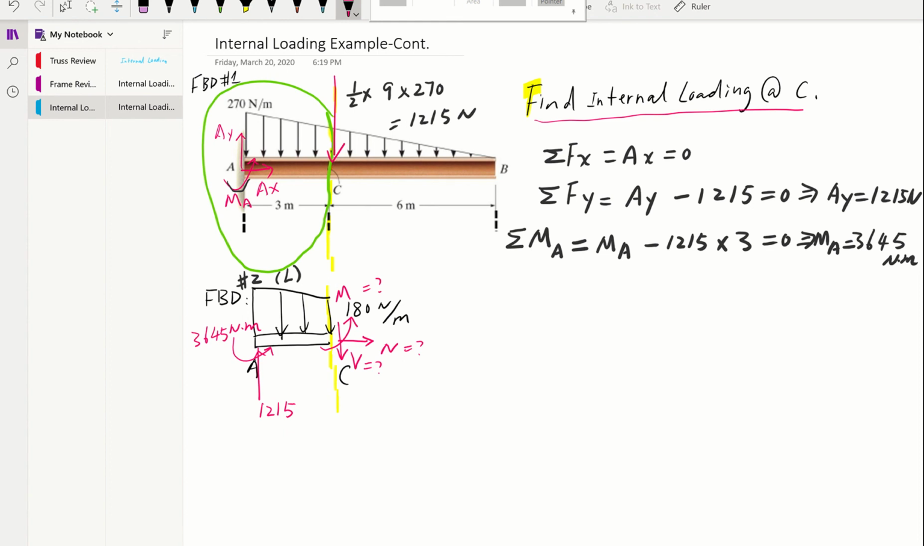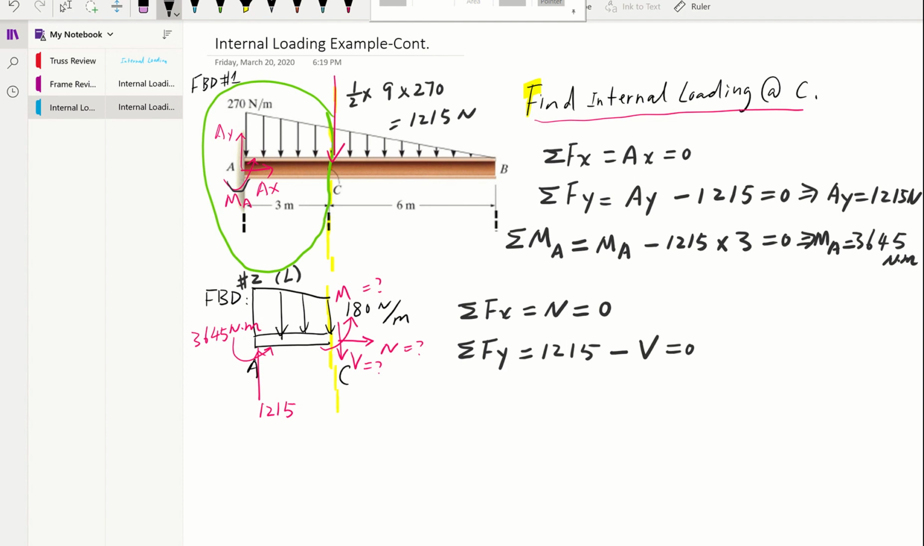How do we solve that? We're going to use our equilibrium equations. Forces in X: the only force in X is N, the normal force, and that's equal to 0. Now forces in Y. We have this 1215 going upward, and then we also have this shear force going downward. That equals 0.